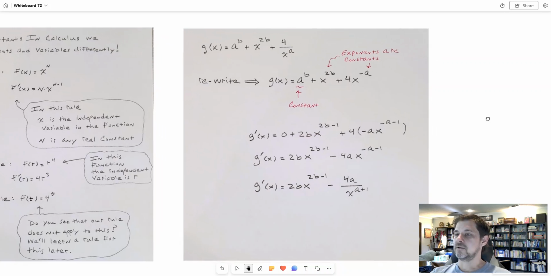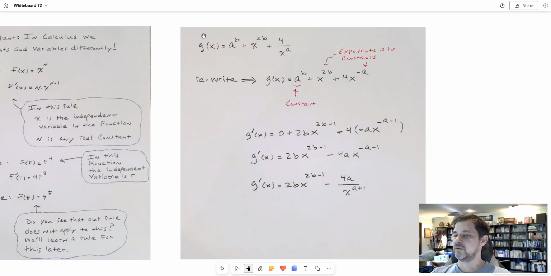Okay, so in order to find the derivative, I'll do a little rewriting. So let's say g of x. I don't have a problem with a to the b power. I don't have a problem with x to the 2b power, but the rules apply better and look a lot more like what we have if I write 4 times x to the minus a power. Okay, so I'll make that one change to it.